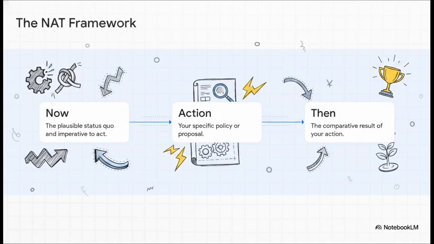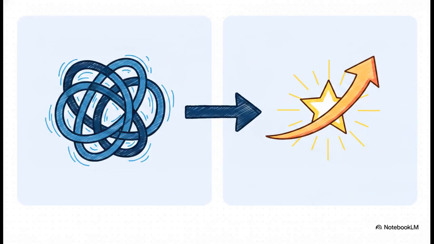Step 2 is action, where you lay out exactly what your policy or proposal actually is. And step 3 is then, which is the final result of your action. What makes NAT so incredibly powerful is the explicit comparison between the now and a then. Honestly, this is the most crucial stage of your argumentation. You have to prove exactly why the then is meaningfully better than the now.